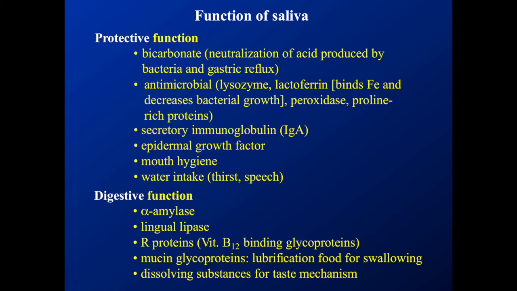There are also other proteins like the R proteins that protect vitamin B12 as it goes through the GI tract. Then the mucin glycoproteins, lubrication of the food for swallowing for easy passage down the esophagus. And then also the dissolving of substances for the taste mechanism. So soluble foodstuffs that are being chewed up get dissolved, and then these activate taste receptors so you can enjoy the food that you're eating.